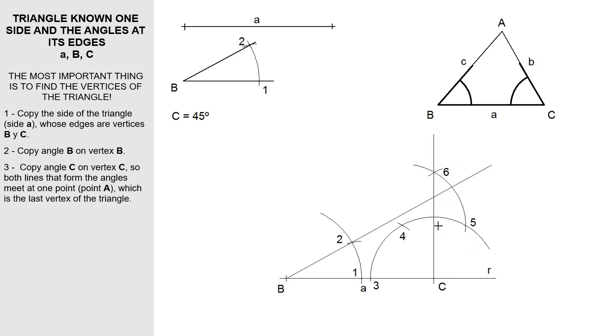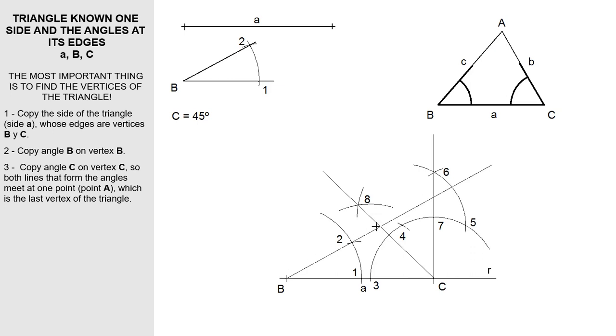In order to draw the 45-degree angle, we have to draw the angle bisector of the 90-degree angle. Using points 3 and 7 as centers and the same radius, the one we want, we draw two arcs that meet at this point 8. So the semi-straight line that starts at C and goes through point 8 forms a 45-degree angle with straight line R, that is, half the 90-degree angle.